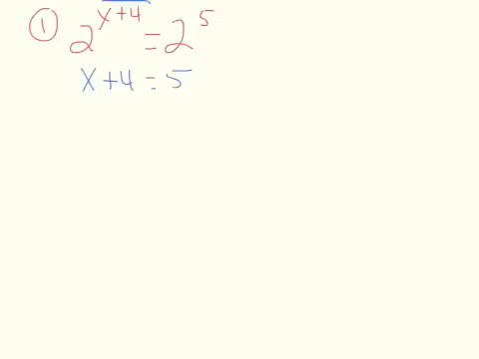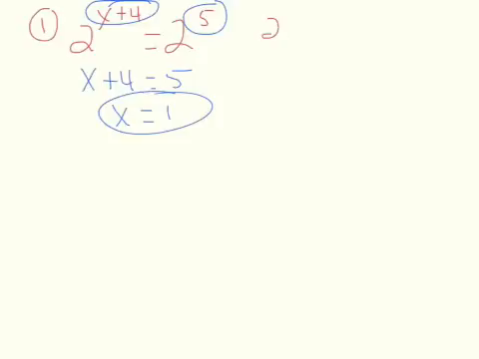So let's do a couple of examples of what we just said. So if I have 2 to the power of x plus 4 equals 2 to the 5th power, because my bases are the same, I can set my exponents equal to each other. So x plus 4 equals 5. So that means x equals 1.